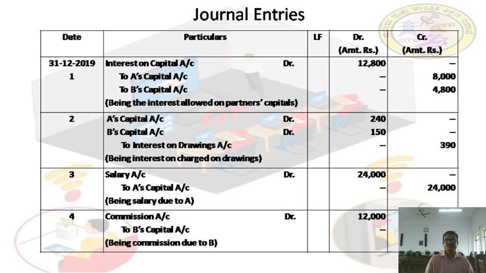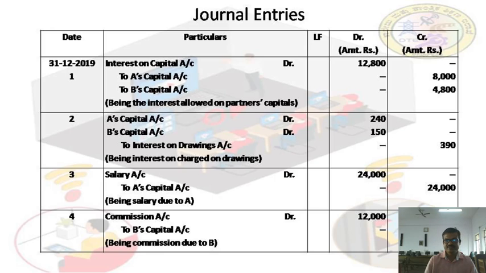Now you write the narration: being the interest allowed on partners' capital. Second one: A's capital account debit 240, B's capital account debit 152, to interest on drawings 390. Write the narration again: being interest charged on drawings.